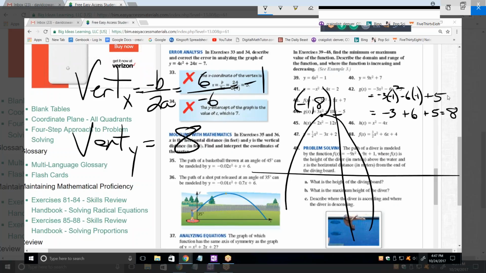What's the y coordinate on that vertex? 8. Describe the domain and range.